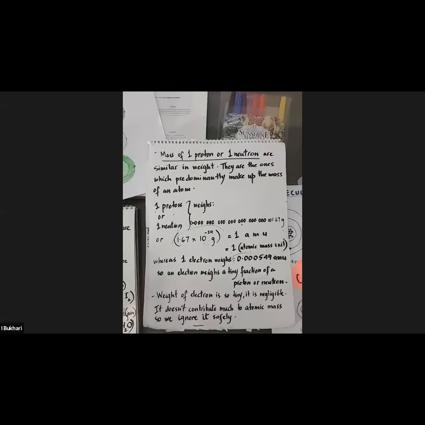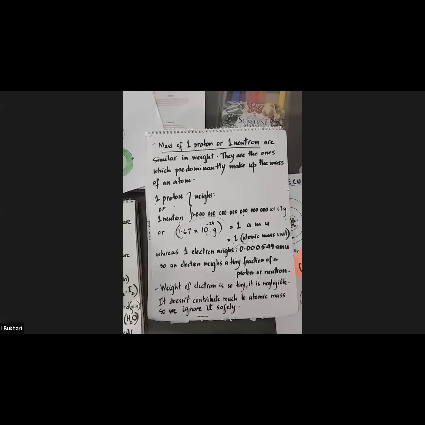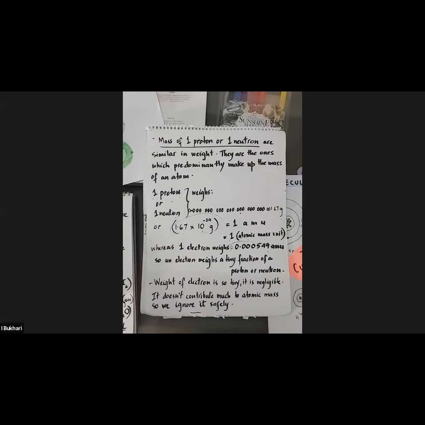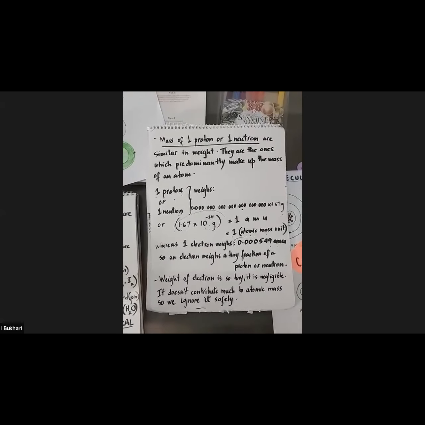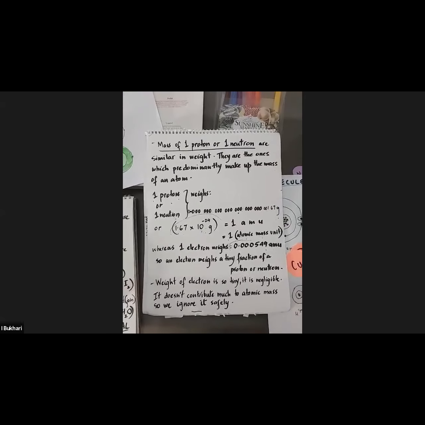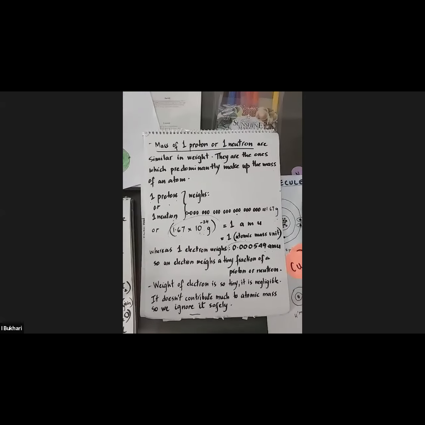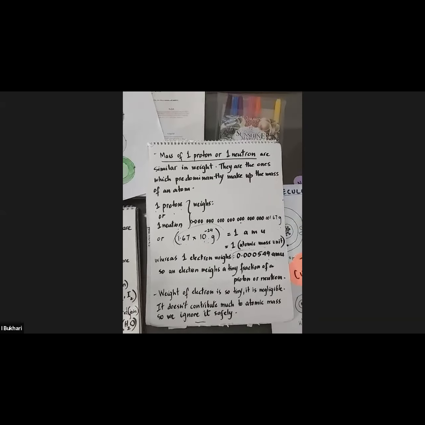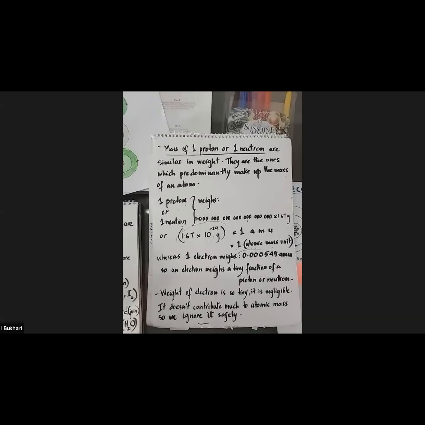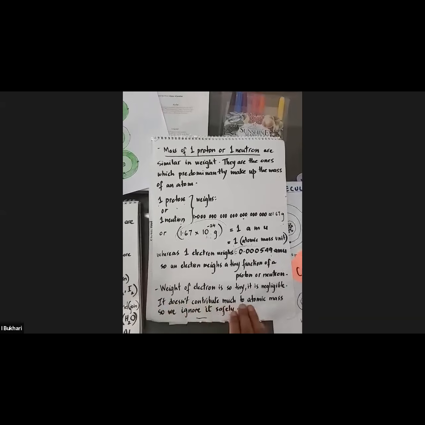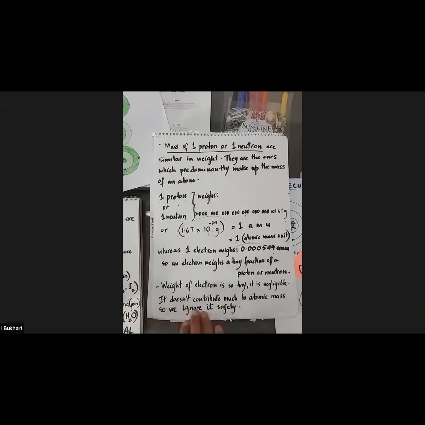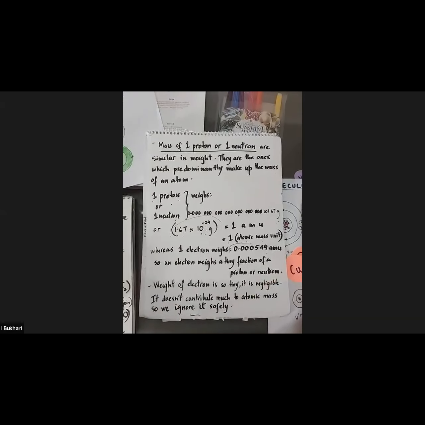It's just like when you weigh yourself, you do not worry about the small ring that you're wearing or a small necklace you might be wearing or your clothes, because they weigh so little compared to your weight, right? The weight of your clothes or your ring or your necklace is so small that you can safely neglect it and just stand on the weighing machine and measure yourself, right? So the electron weight does not contribute much to atomic mass. So we can ignore it safely for our calculations.